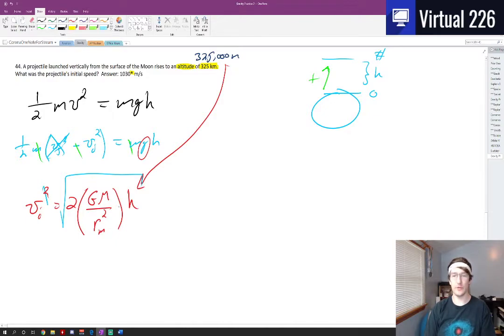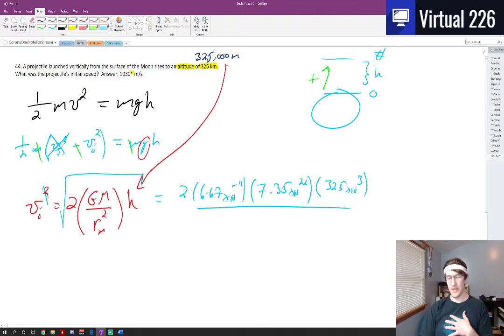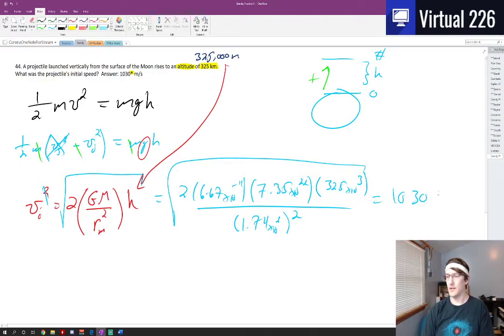If we start plugging in numbers here, we could plug in 2 times 6.67 times 10 to the negative 11th. The mass of the moon is 7.35 times 10 to the 22nd. The height is 325 times 10 to the 3, so that gives me thousands. Then divided by the radius of the moon, 1.74 times 10 to the 6th, that's in meters, and we square it. Then we take a big square root of all that, and we'll get a value of about 1030 meters per second. Except this is wrong.